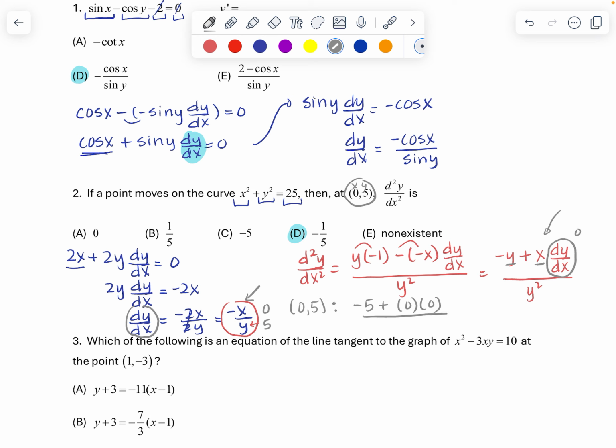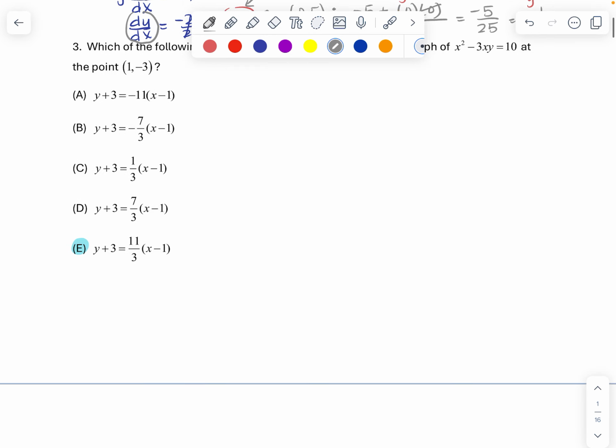And then that's all over, and then y is 5, so it's going to be 5 squared. So obviously this is irrelevant. So this is negative 5 over 25, which is negative 1/5, hence the answer D. Okay? All right, number 3.